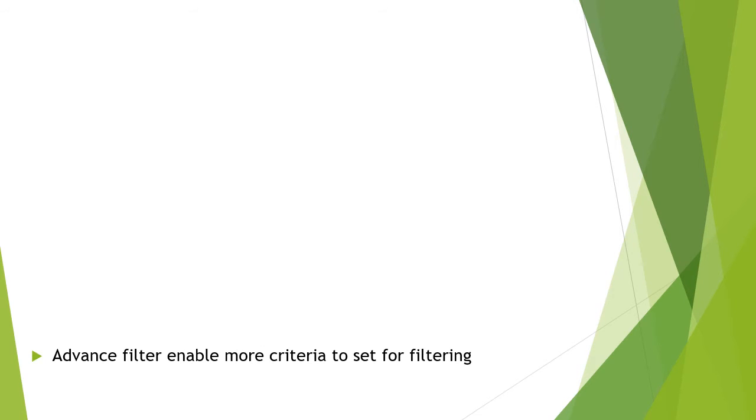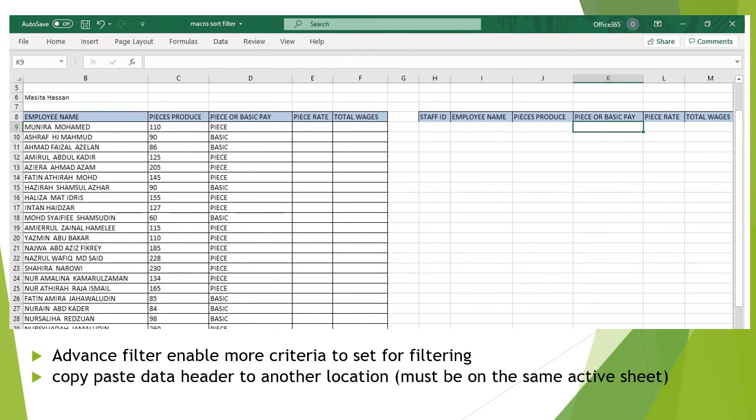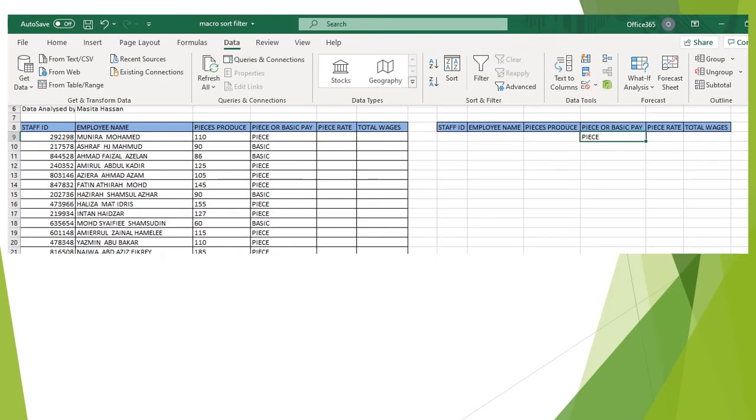You can also have an advanced filter, whereby the advanced filter will enable you to set more criteria for filtering. First of all, you need to copy and paste your data header to another location. However, it must be on the same active sheet.